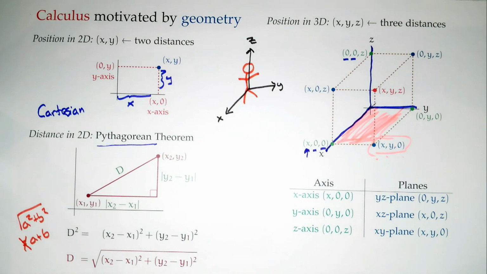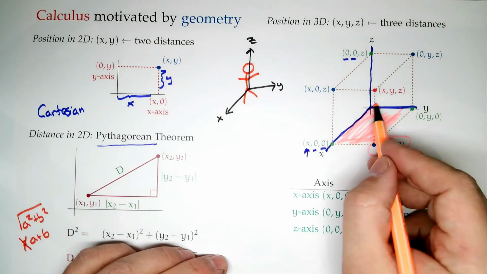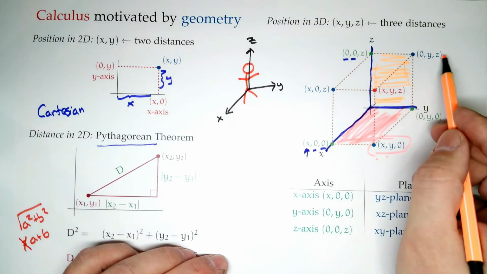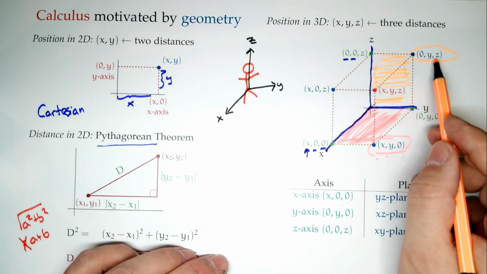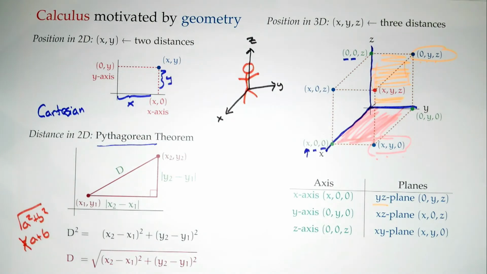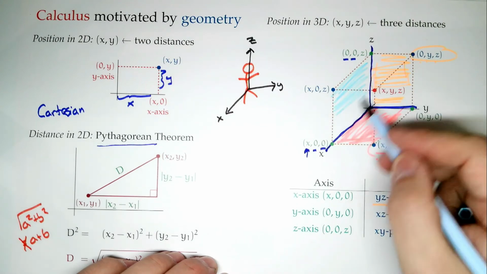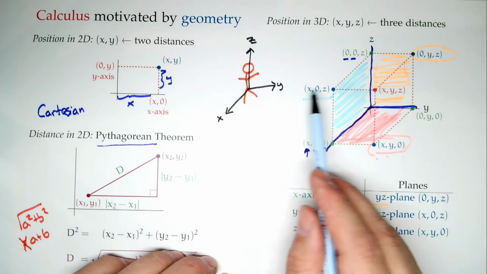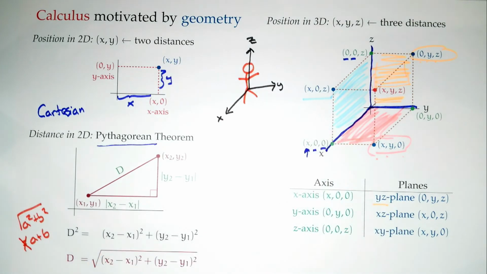That's not the only plane we could have. We could have this plane back here. Well, what do these points look like? They look like 0, y, z. Well, what should we call that plane? Yeah, the yz plane, because they only involve y and z. And then one last one, which I don't know if this color will show up very well, but what's over here? The xz plane.